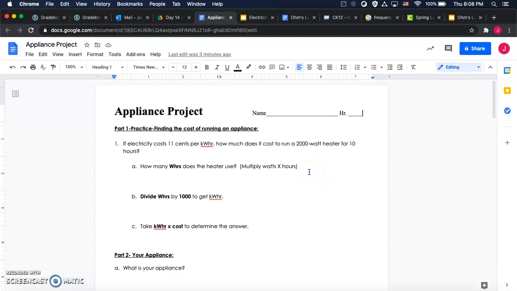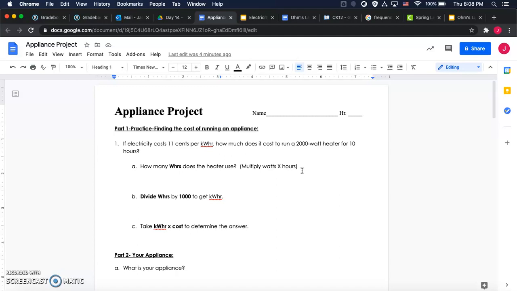So today you guys are going to be doing an appliance project. What you're going to be doing is finding an appliance in your house, and you're going to figure out how much money it actually costs to run that appliance for a certain amount of time. Before we do that, we're just going to work through a sample problem.